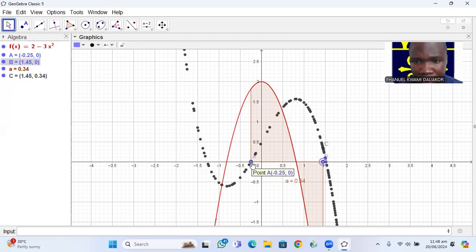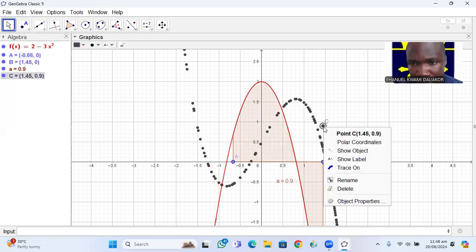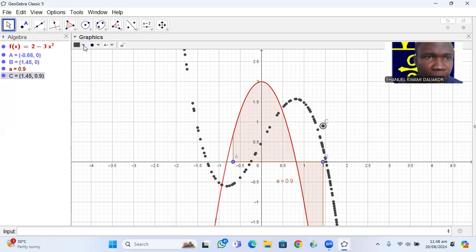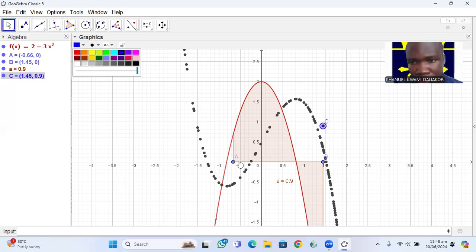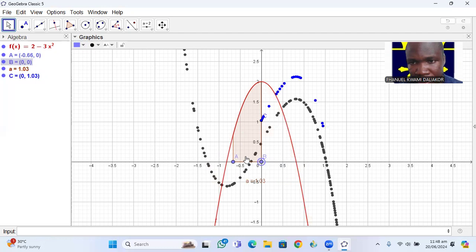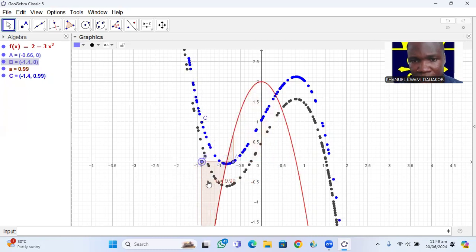Let's see what happens when I move A. Now I want to turn on the trace, but I'll change the color to a different color. Let's say I use blue. Let me move my B again, see what happens. You can see that when you move B, it looks like a curve.